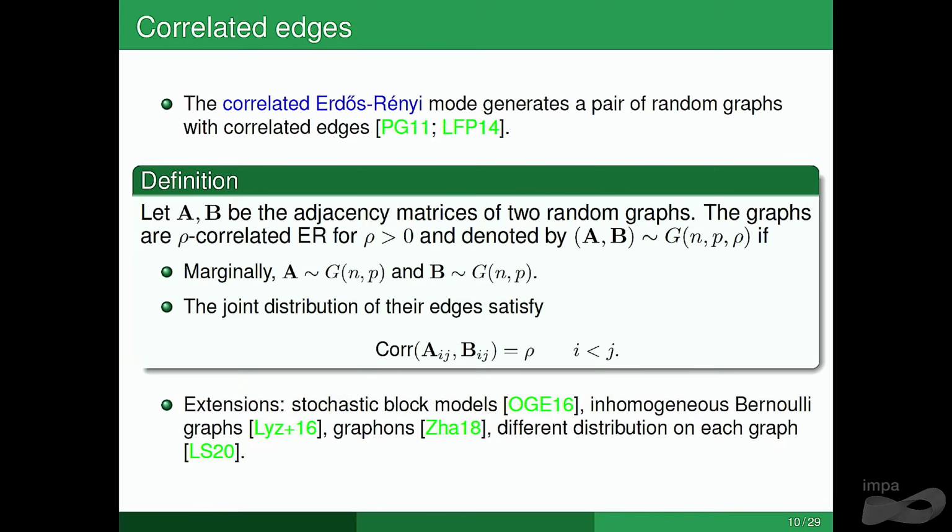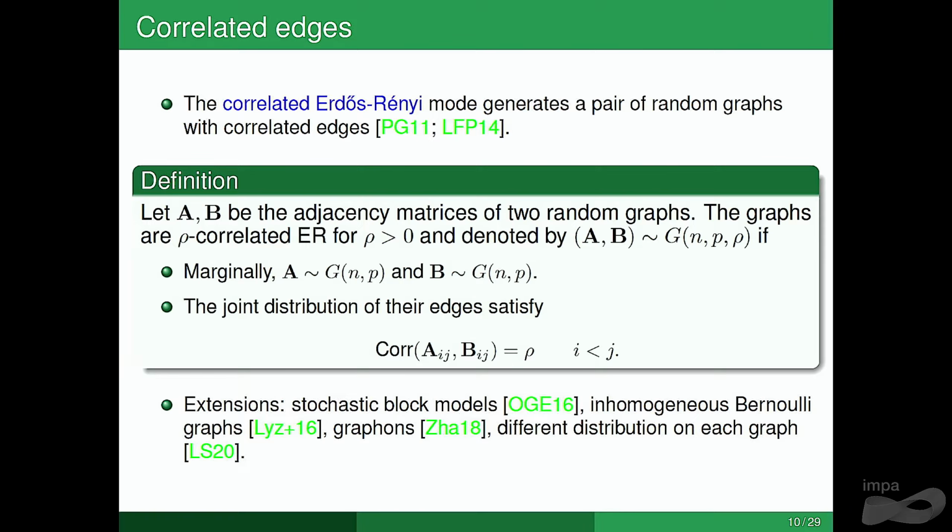For example, if we have community structure, we can put a stochastic block model distribution instead of an Erdős-Rényi distribution here. We can even look at inhomogeneous Bernoulli graphs with arbitrary probabilities on their edges, or even more general classes of graphs, like graphons, or we can put a different distribution on each graph. So for example, in the Twitter versus Facebook example, we wouldn't expect to see exactly the same number of edges, or even the average number of edges across the two networks. Maybe one of the networks is denser than the other, so we can put a different distribution on the two, and just generate some random variables with some correlation.